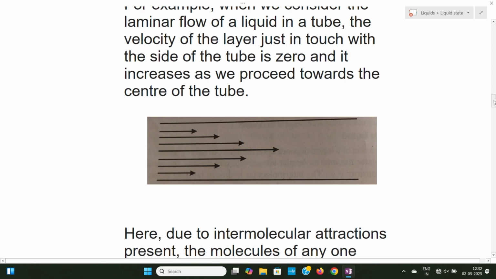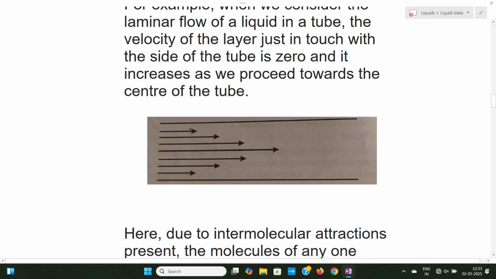Here we have the streamline flow of the layers, and each line is considered as a layer of the fluid. The layer which is adjacent to the solid surface is stationary, and its velocity will be less. As the distance between the layer and the solid surface increases, the velocity increases.